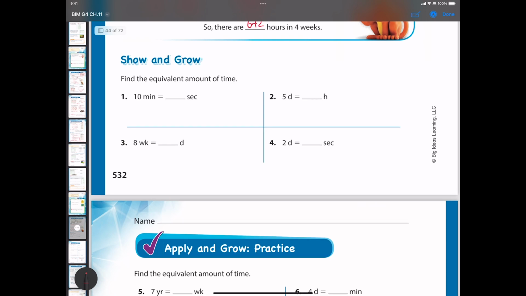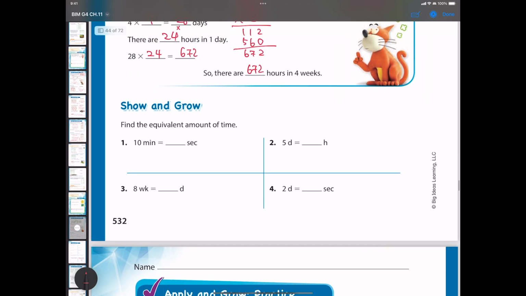Now, show and grow. Find the equivalent amount of time. 10 minutes in seconds. Yes, we know in 1 minute there are 60 seconds. So we simply multiply by 60. So this is going to be 600 seconds. And number 2, 5 days in hours. We know in 1 day we have 24 hours, right? So 5 times 24. 5 times 4 is 20. Carry 2 up. And 5 times 2 is 10, 10 plus 2, 120.